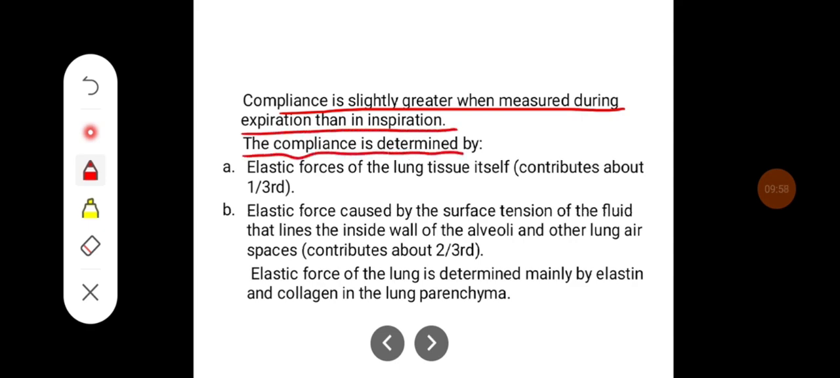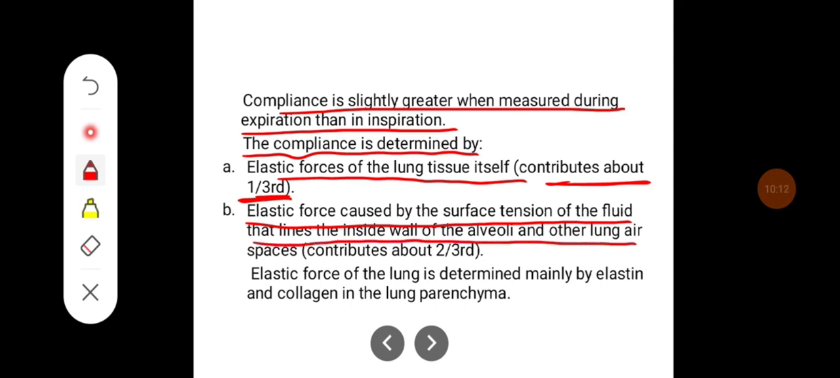The compliance is determined mainly by the elastic forces of the lung tissue itself, which contributes about 1/3 of the compliance, and the elastic force caused by the surface tension of the fluid that lines the inside wall of the alveoli and other lung air spaces, which contributes about 2/3 of the compliance. The elastic force of the lung is determined mainly by the elastin and collagen in the lung parenchyma.